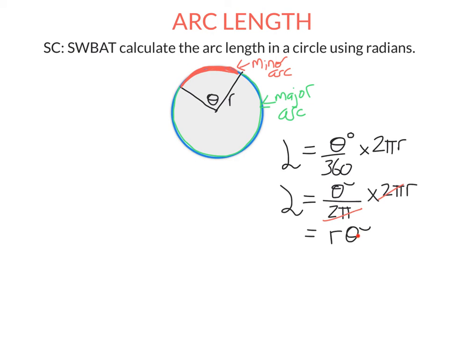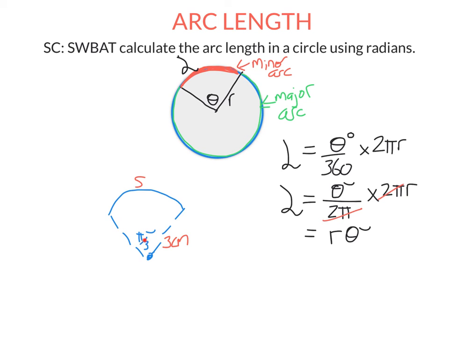So you can see that the formula is much simpler if this angle is in radians. If this angle is in radians, all we need to do is times it by the radius, and that gives us the length here of the minor arc. Of course, if we wanted to find the major arc, we could just subtract that from the circumference of the circle.